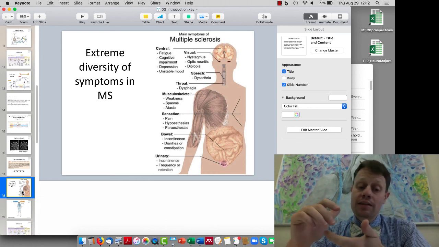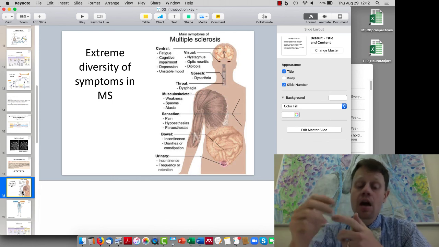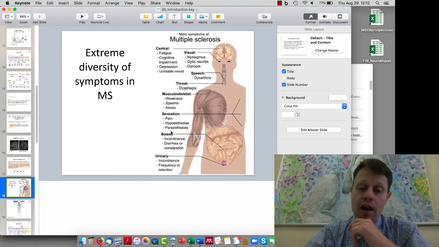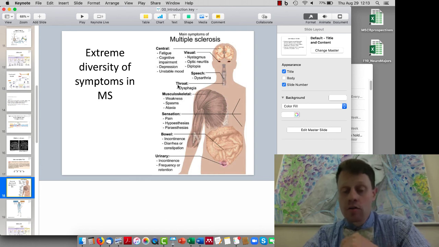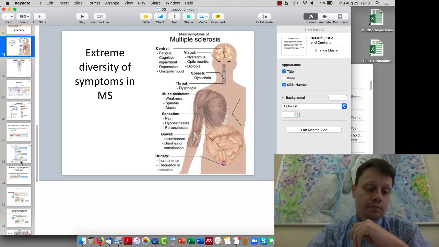And then again, because of these unintended random action potentials, muscle spasms, or loss of sensation, hypoesthesias, or unusual sensations, pain or paresthesias, as well as other problems in terms of speech, visual, auditory, and so on. So there are many different things that multiple sclerosis can cause.